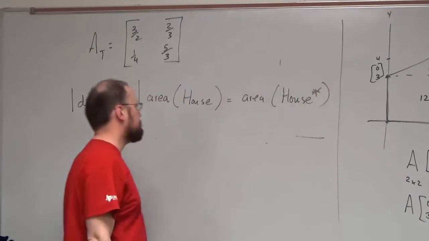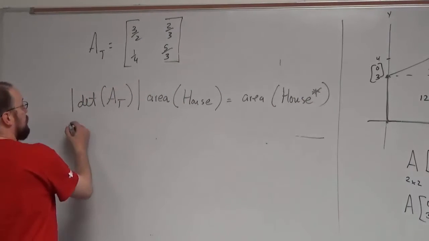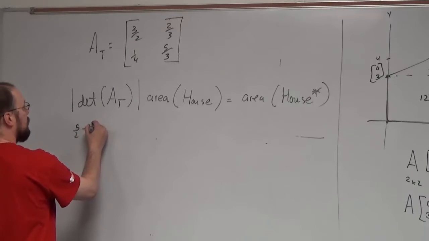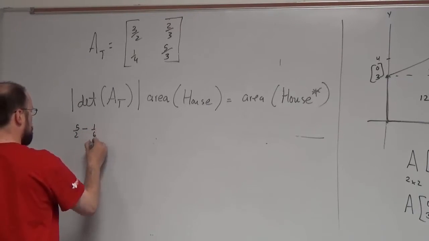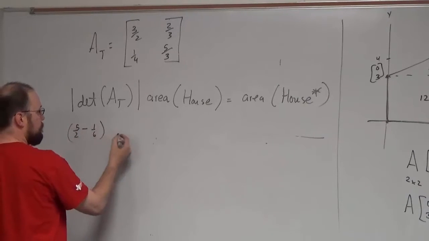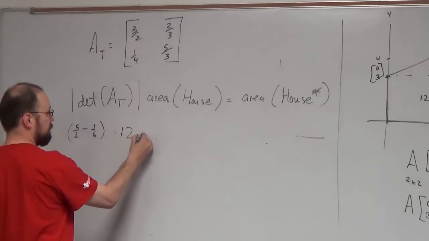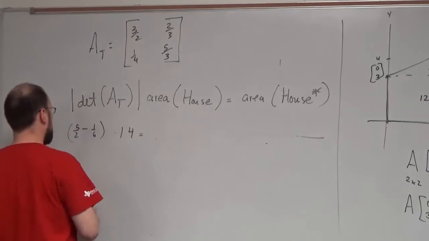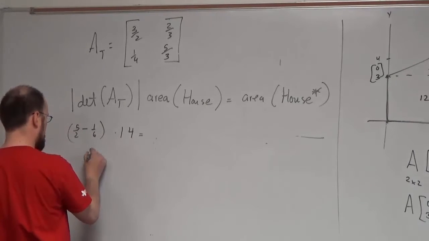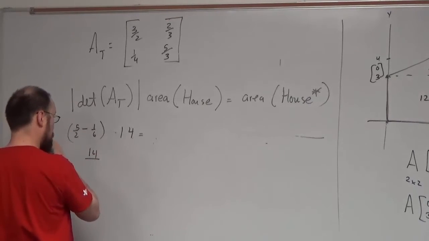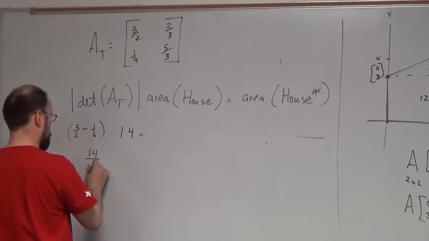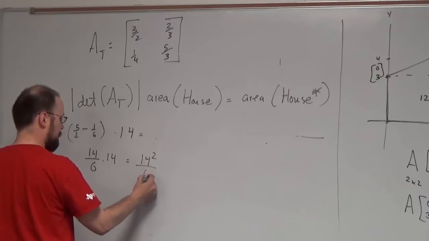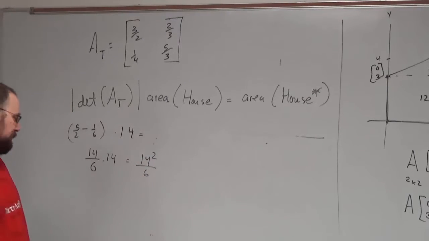So the determinant here apparently is 5/2 minus 1/6. The area of the original house is 14. So whatever that is, 14 squared divided by 6. It's 196 divided by 6.